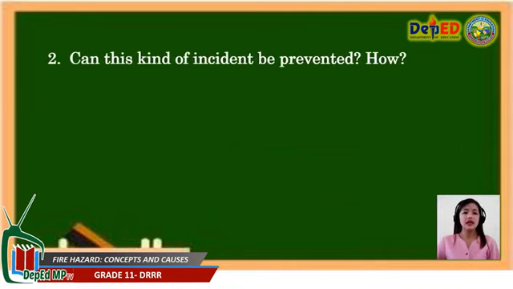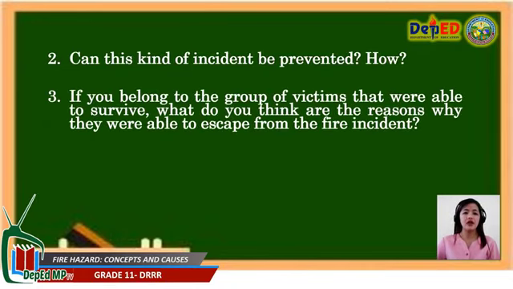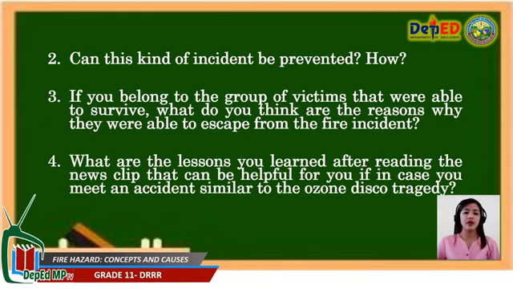Number 2. Can this kind of incident be prevented? How? Number 3. If you belong to the group of victims that were able to survive, what do you think are the reasons why they were able to escape from the fire incident? Number 4. What are the lessons you learned after reading the news clip that can be helpful for you if in case you meet an accident similar to the Ozone Disco tragedy?